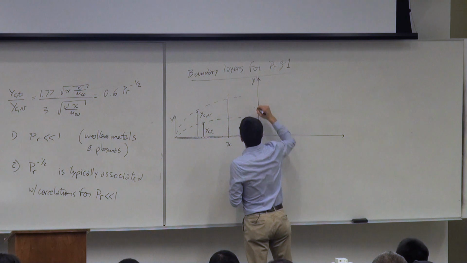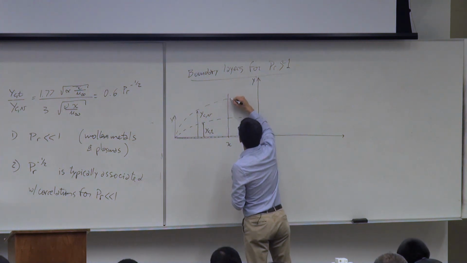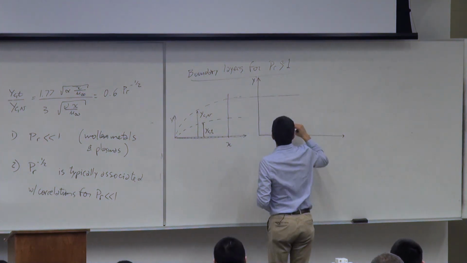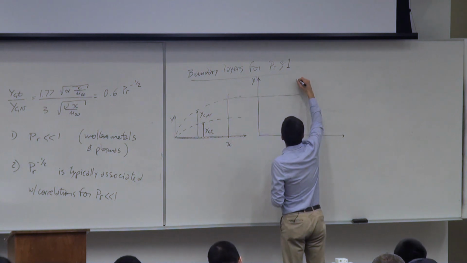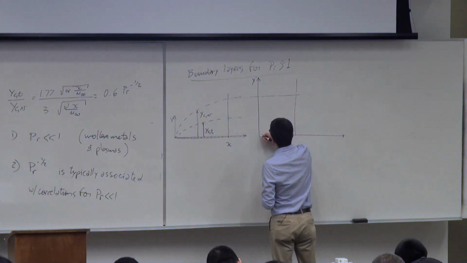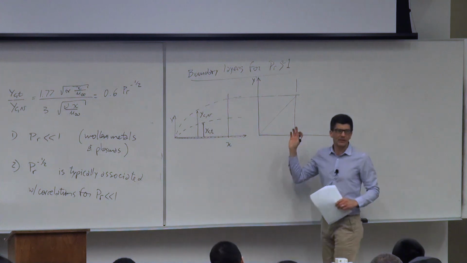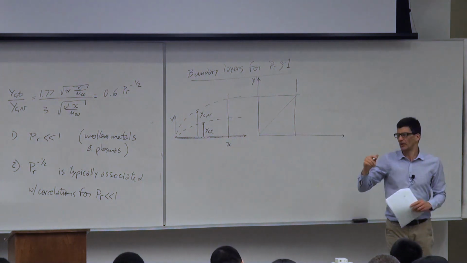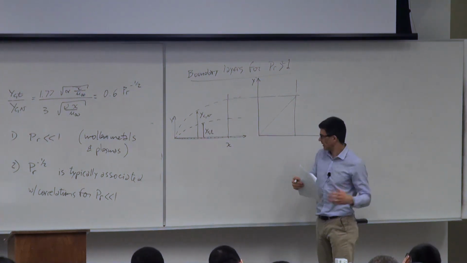So this is y here, and the viscous boundary layer is going to be something like this. You see how I'm building this? Please, this is the way you should do it on Friday, right?